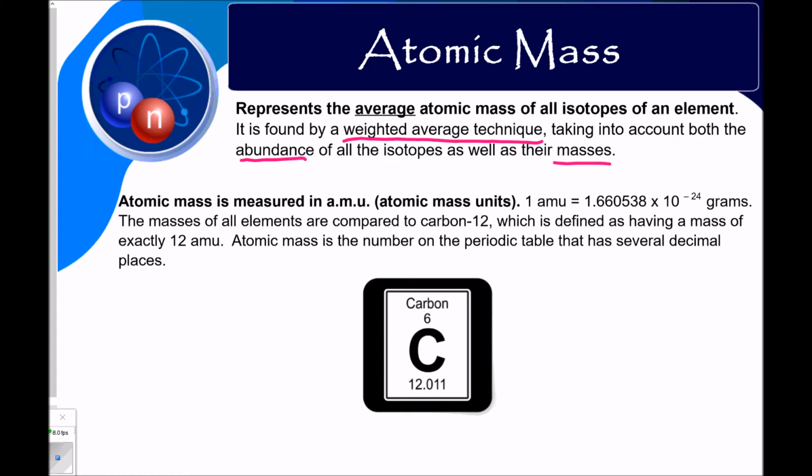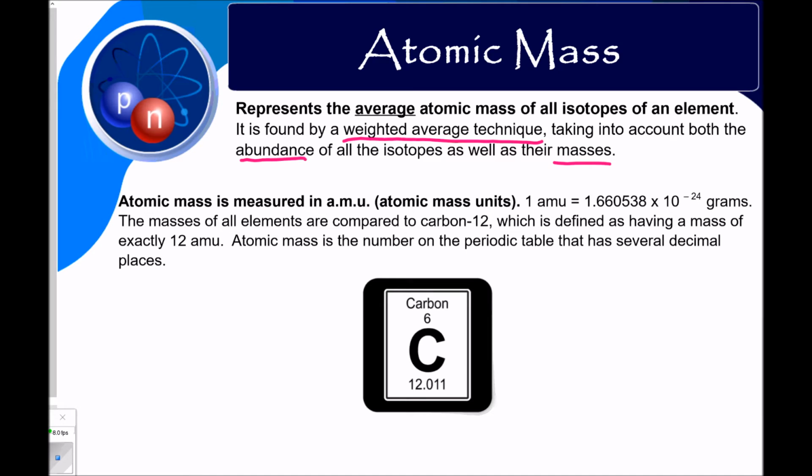Are they the most common or are they the most rare? Atomic mass is measured in AMU, atomic mass units. 1 AMU equals 1.660538 times 10 to the negative 24th grams. The masses of all elements are compared to carbon-12, which is defined as having a mass of exactly 12 AMU.